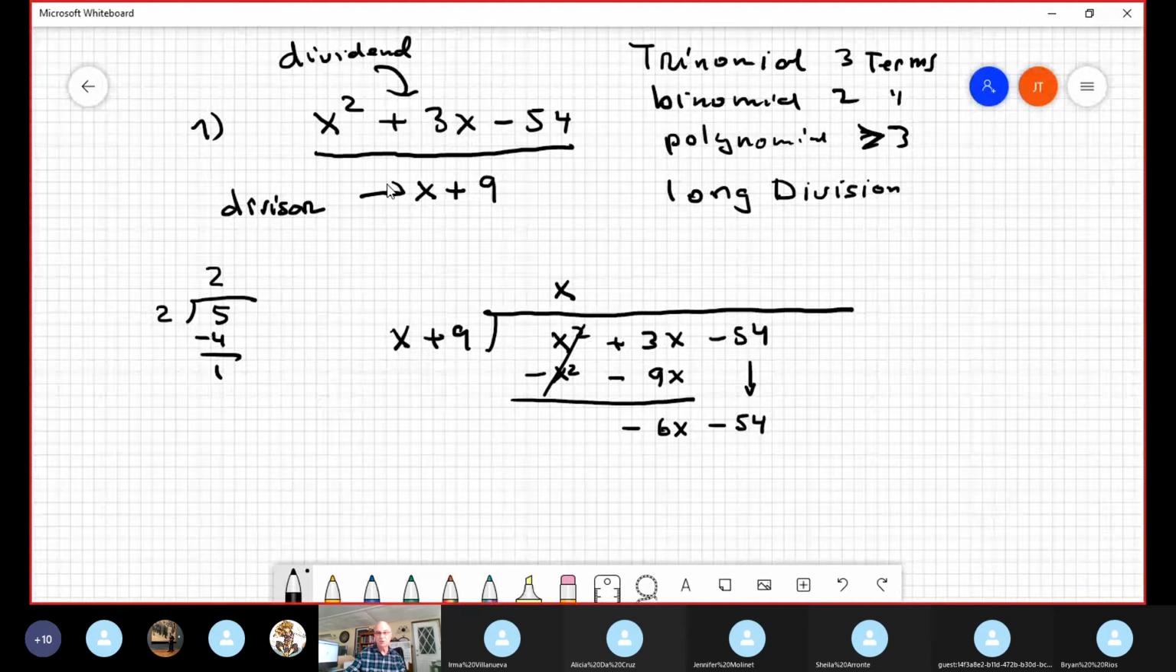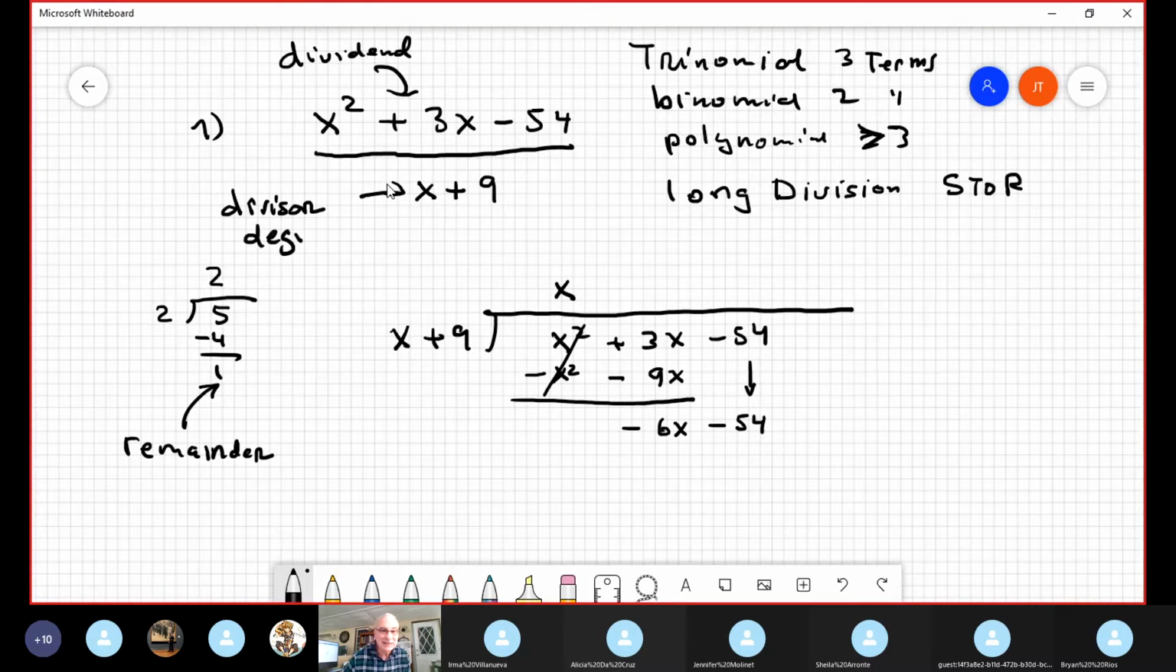And you stop the division when the remainder, which is this guy, is a polynomial of degree less than the degree of the divisor. The degree of the divisor is 1 because the big exponent is 1. The degree of the dividend is 2 because it's the higher exponent. Look. And you stop the division when you get degree 0, because the degree of the divisor is 1. So in this moment you stop.